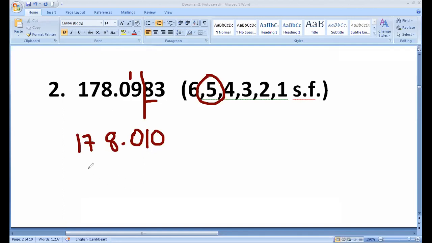Could be, but that's not what I have. All right, tell us what you got. I have 178.090. All right, you want to explain how you got that?